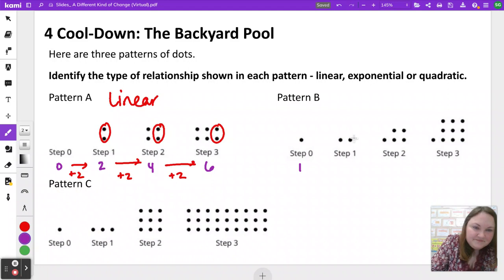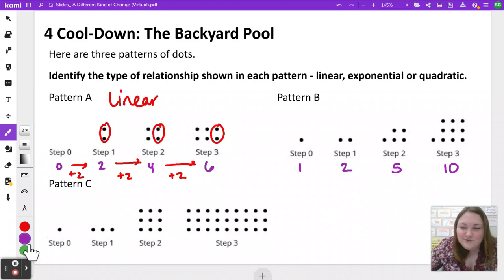Here I've got 1, here I've got 2, here I've got 5, and then 10. As I look at those numbers, I don't see us going up by constant amounts. And when I look at the pictures a little more closely, I also can tell I'm not multiplying by a constant amount. 1 times 2 gets me to 2, but 2 times 2 doesn't get me 5. So I've ruled out linear. I'm not adding the same amount. I also said it can't be exponential because I'm not multiplying by a constant amount.